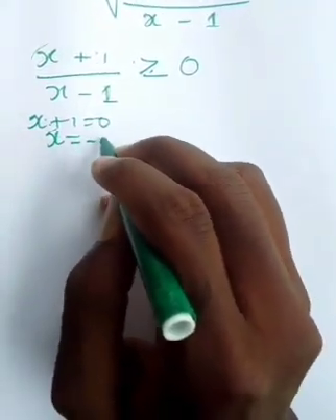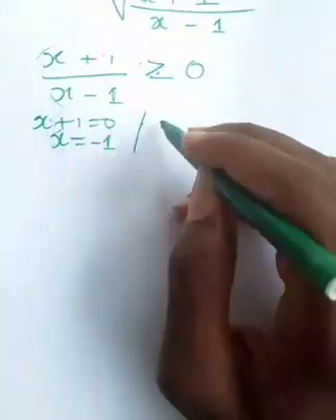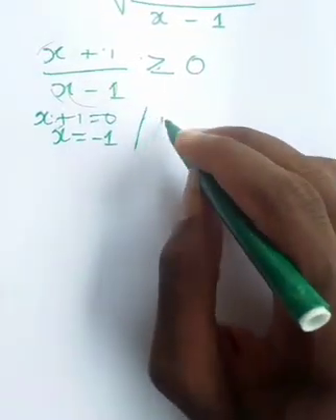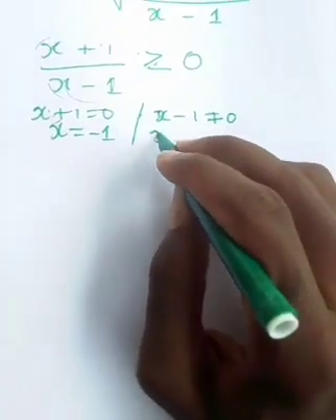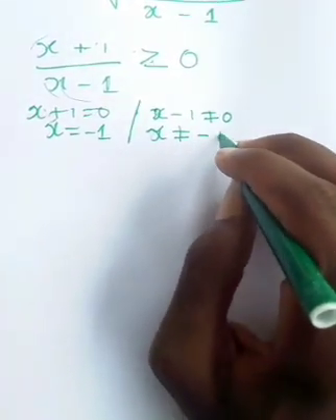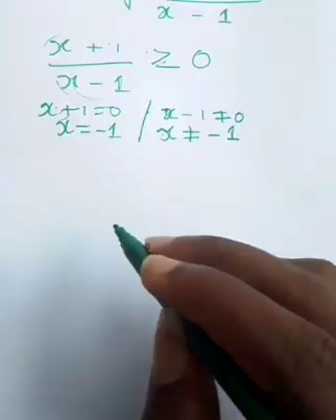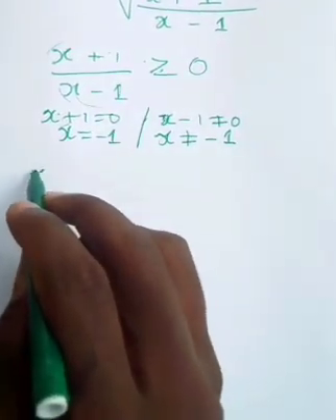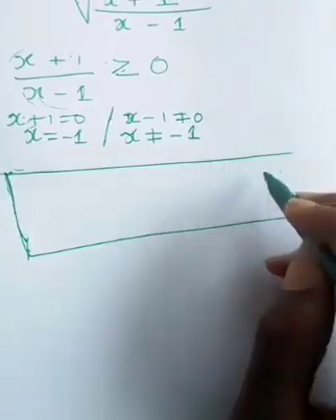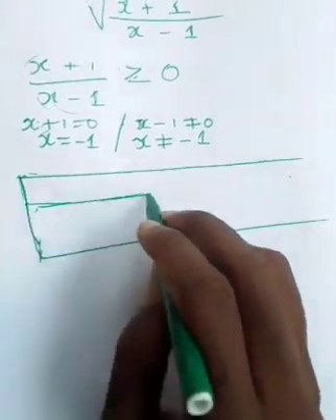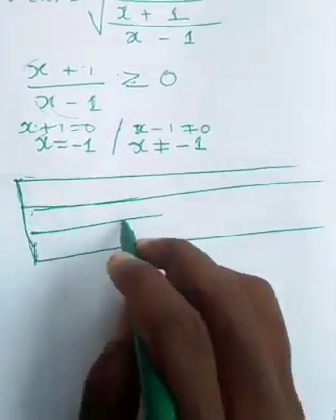But for the denominator, it should not be equal to 0. So we equate to a non-zero. So it's going to be x minus 1 is not equal to 0, so x cannot be equal to 1. So we have the critical points here, and let's draw the sign table. Guys, I'm using my free hand, so the lines might not be perfect, but I hope you are getting the concept.